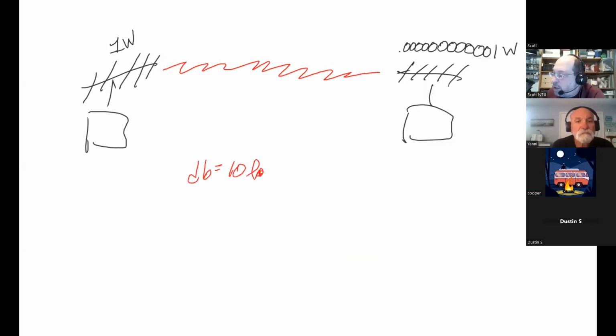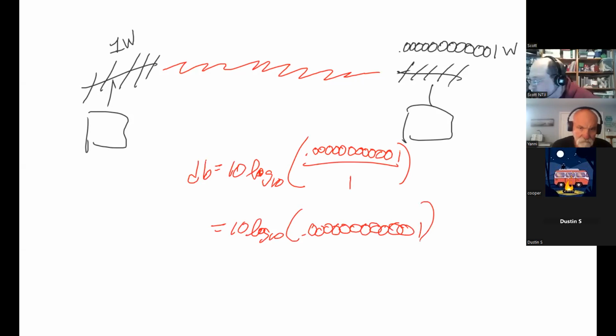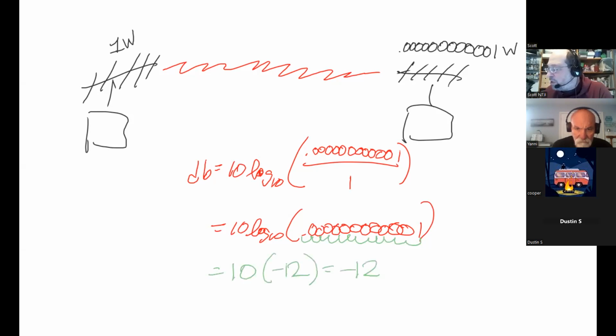10 log base 10 of 0.00000000001 divided by the original. And that's 10 log base 10 of 0.00000000001. And we can count our decimal points. Go 1, 2, 3, 4, 5, 6, 7, 8, 9, 10, 11, 12. So we move 12 places. So that would be 10 times minus 12, minus 120 dB.